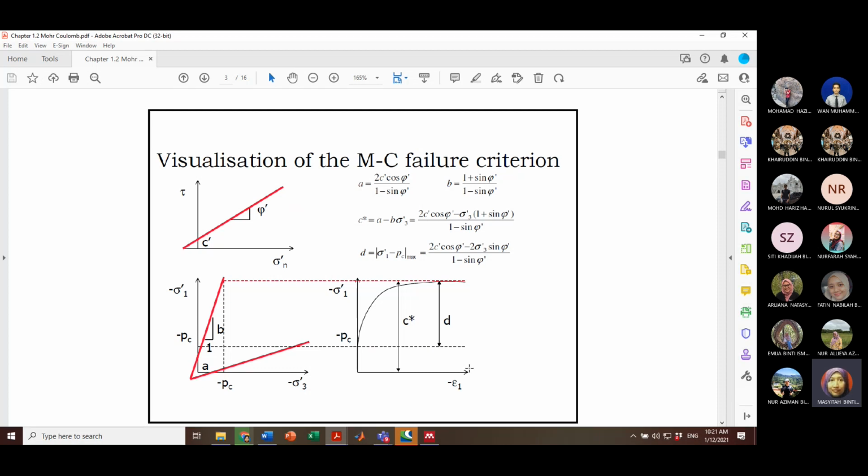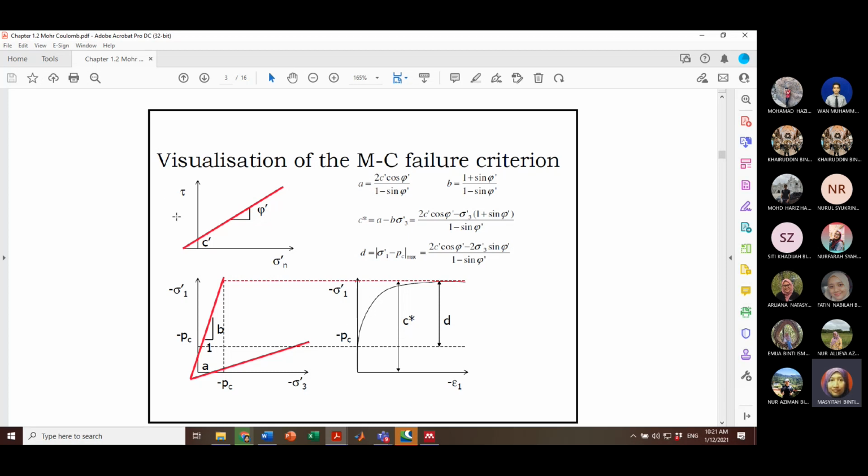Same goes here for how it relates to the stress path, where you will have two parameters, a and b. From here, this is part of the yield criterion for MC, and how it is derived to get b and also c. So this part is the tangent to the line. And then the pc is here. The value of pc is the value of the initial stress acting on the failure criterion.